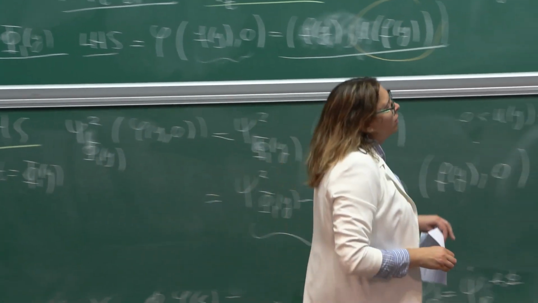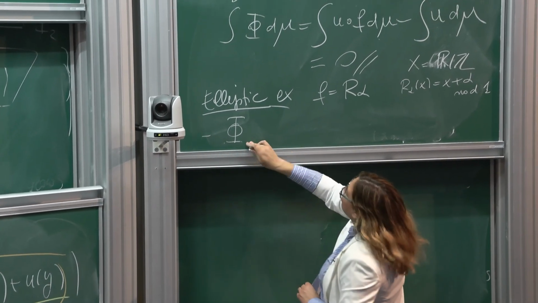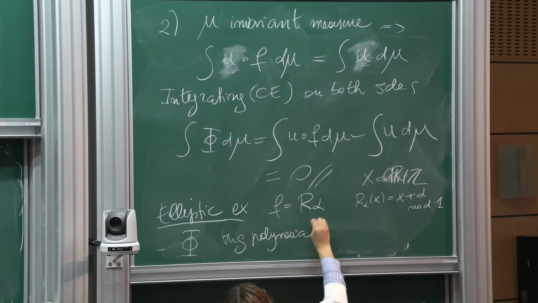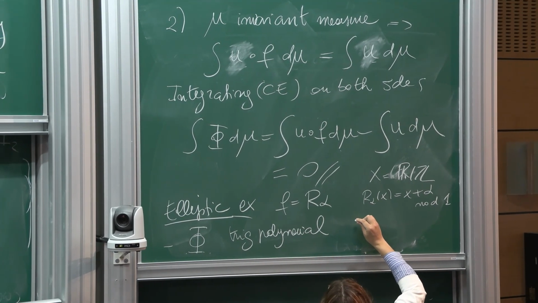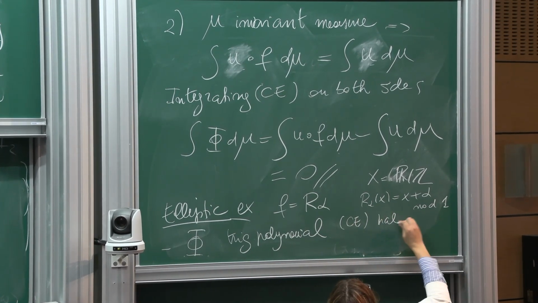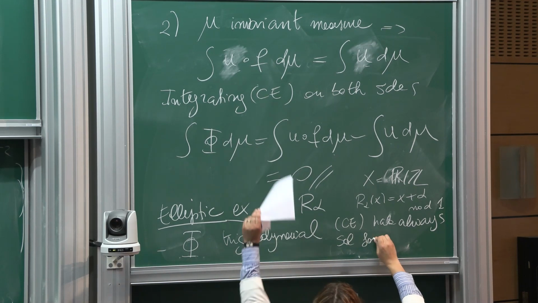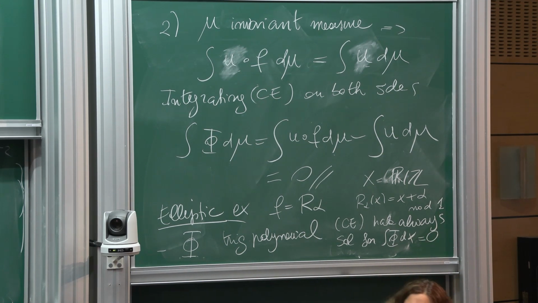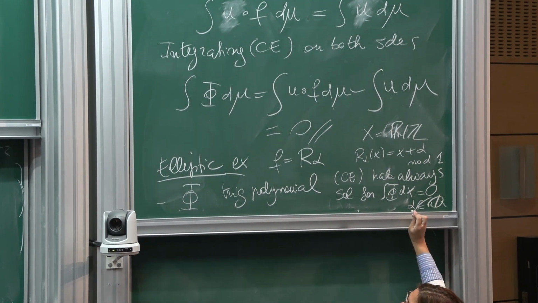So let me do it for the rotation. Have you seen this or not? If phi is a trigonometric polynomial, I'll show you this proof because it's just educational. Then I claim that you can always solve. The cohomological equation always has a solution for mean 0. In this case the invariant measure is Lebesgue, so it has to have integral 0. But if alpha is irrational and the function is mean 0, we can solve it.